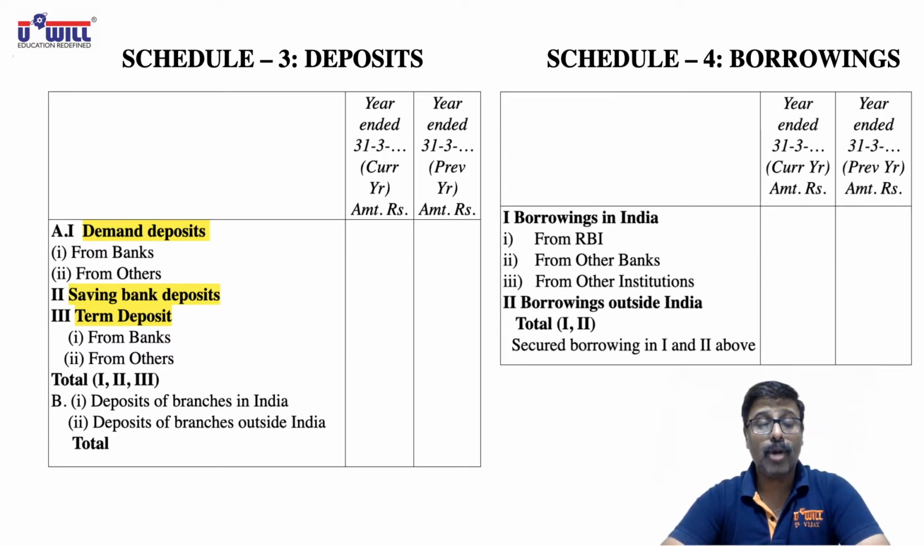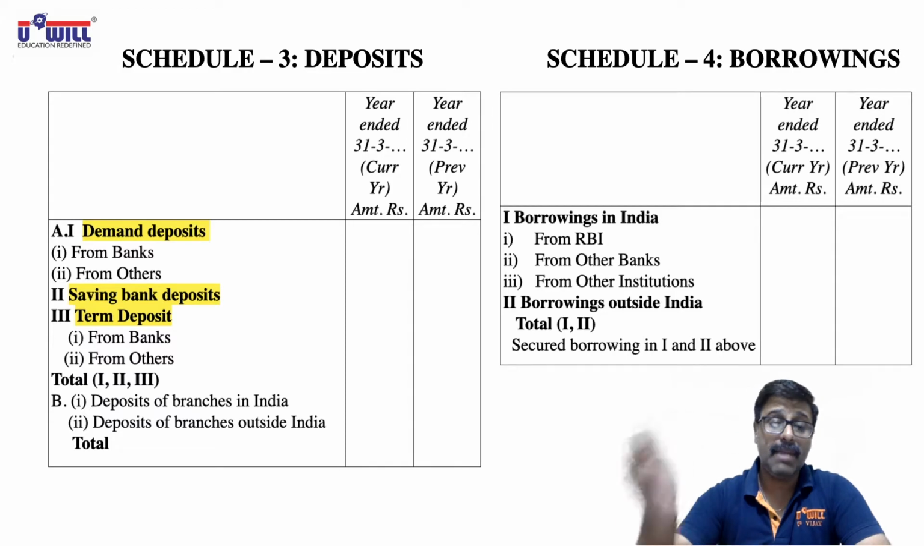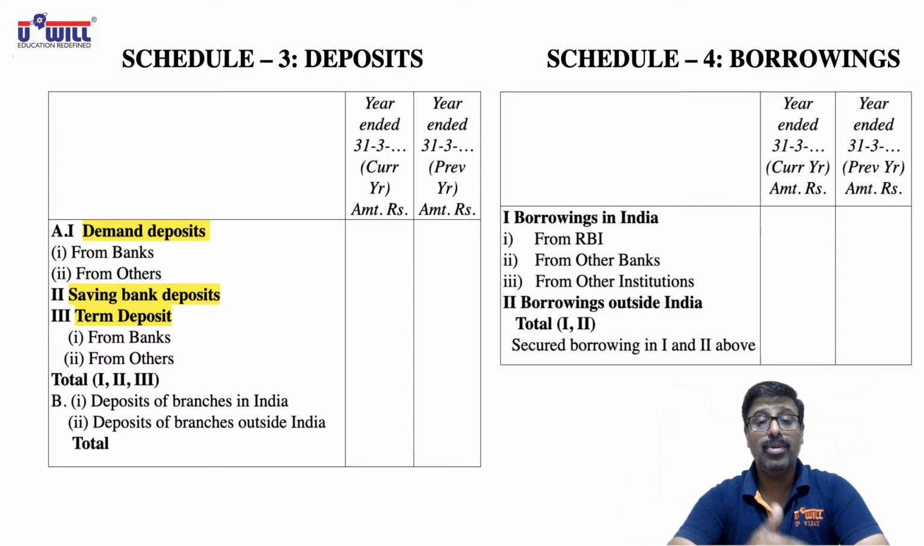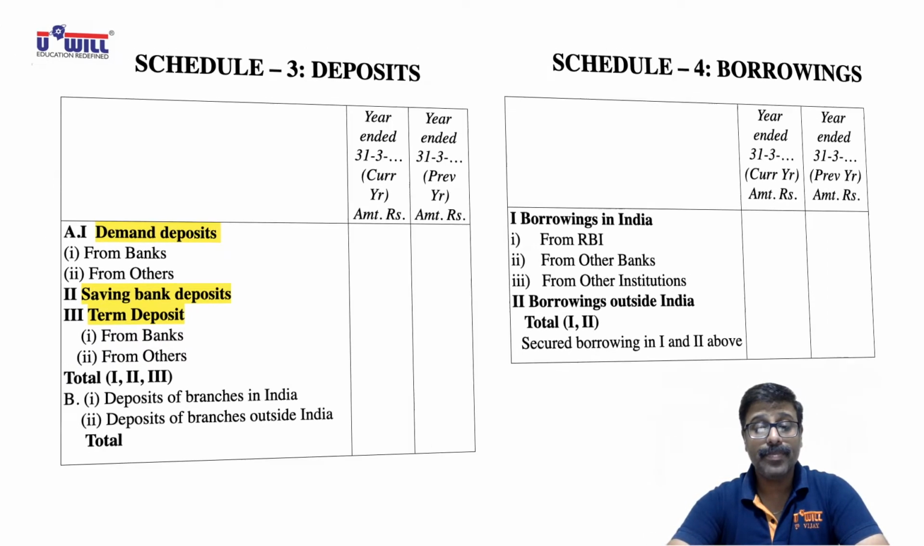Within that you can show from banks and from others, meaning if other banks have deposited money in your bank, then that will also appear in deposits, and the public who have deposited money will also appear over here. Then part B is also shown: deposits of branches in India and branches outside India. That is just a disclosure. We won't have it in practical questions. Schedule 4, borrowings: borrowings in India and borrowings outside India, within India from RBI, other banks and other institutions. So they are just like loans.